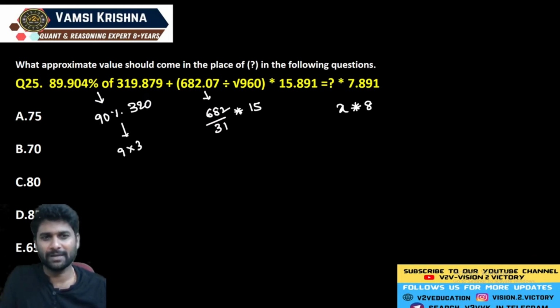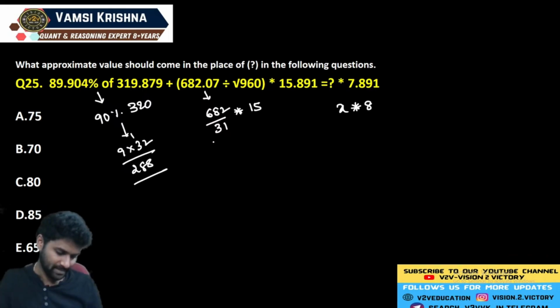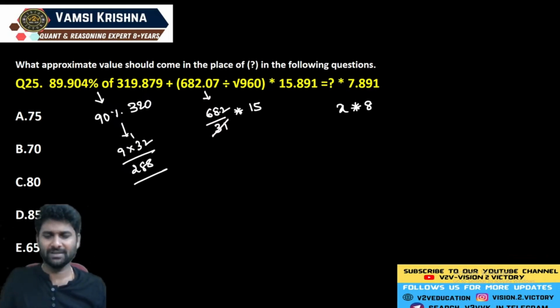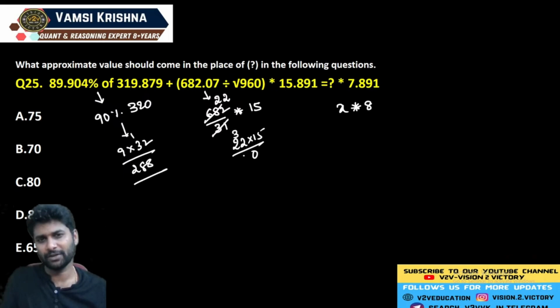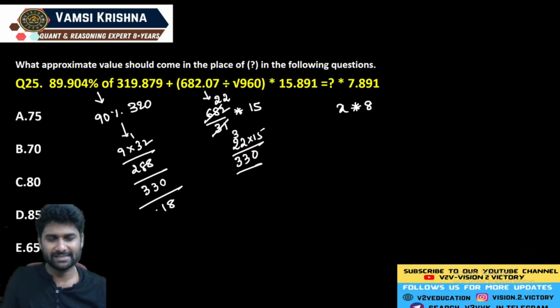So 9 is multiplied by 32, you will get here 288. Next value, see how many times here. So 31, 31, 31, 22s, guys. 22 is multiplied by 15. 15 twos are 30, 15 twos are 30, 330. So here answer 1,618.